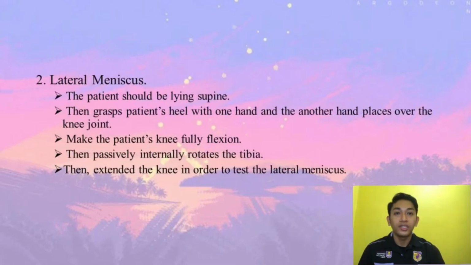And now we move to the second type of MOHD test, which is for the lateral meniscus. The procedure is the same as the first one. The patient should be lying supine, then grab the patient's heel with one hand and place the other hand over the knee joint, and then make the patient's knee fully flexed, then passively internally rotate the tibia, then extend the knee in order to test the lateral meniscus.